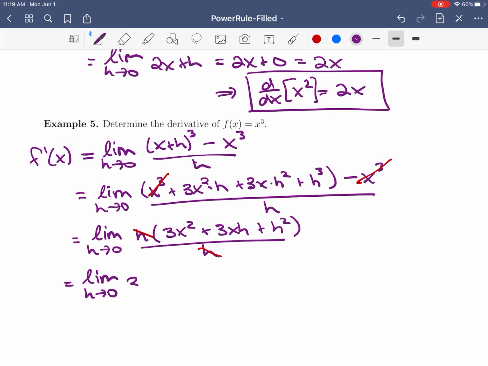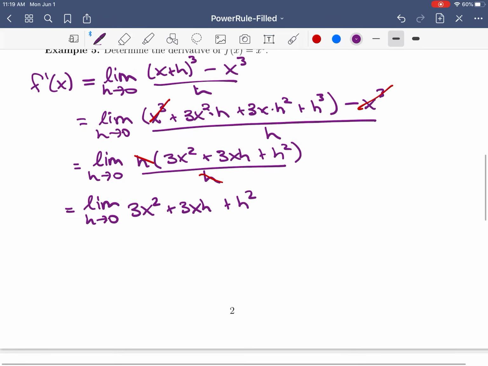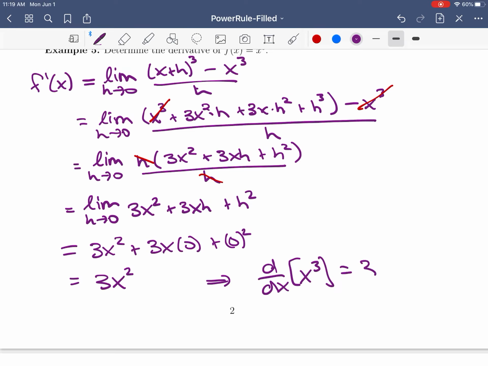So I have the limit as h goes to 0 of 3x squared plus 3xh plus h squared. And now I'm able to plug in h equals 0. Oops, I don't need the limit anymore because I'm evaluating the limit. So it's 3x squared plus 3x times 0 plus 0 squared. So I just get 3x squared. So the derivative of x cubed is 3x squared.